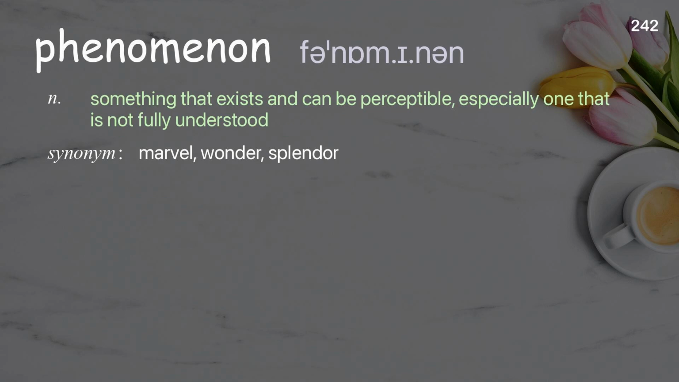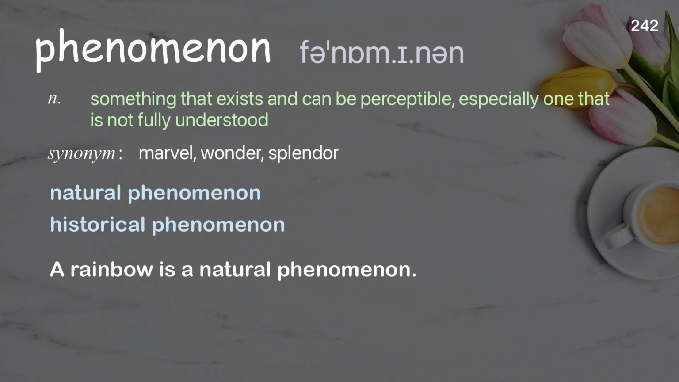Phenomenon. Something that exists and can be perceptible, especially one that is not fully understood. Examples: natural phenomenon, historical phenomenon. A rainbow is a natural phenomenon.